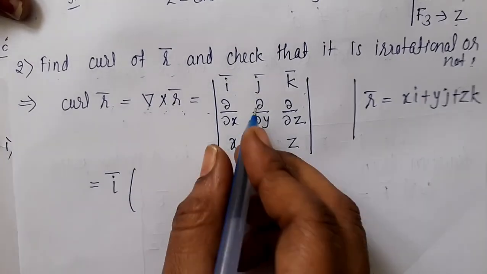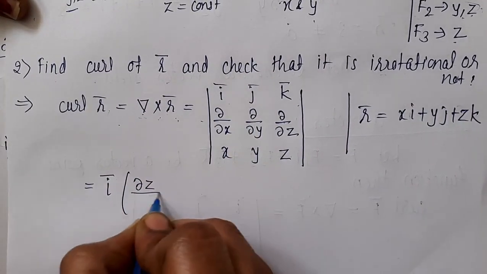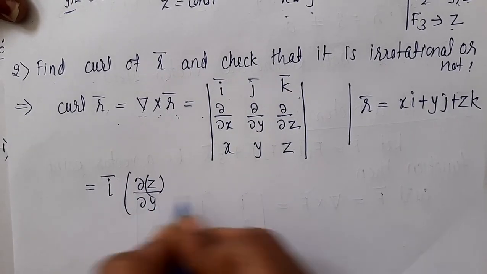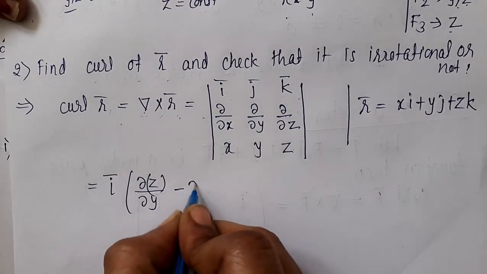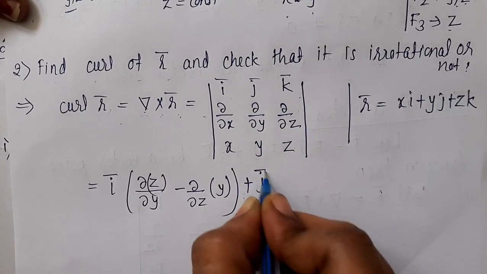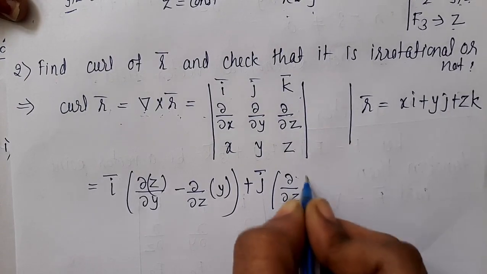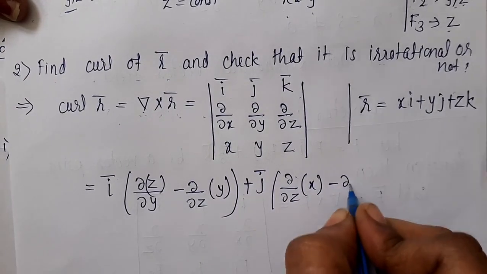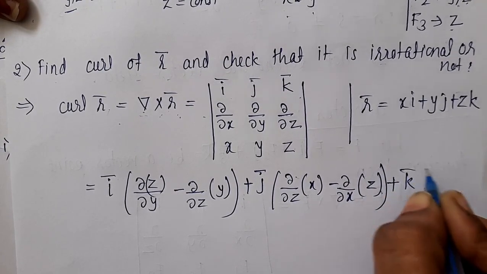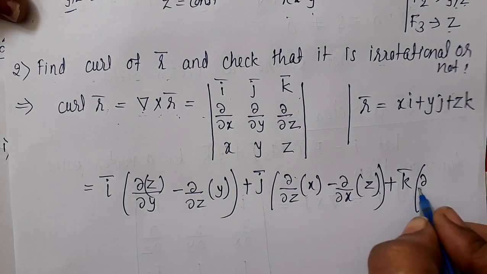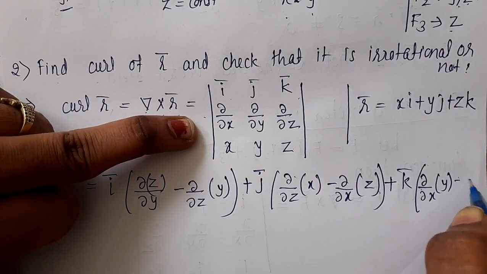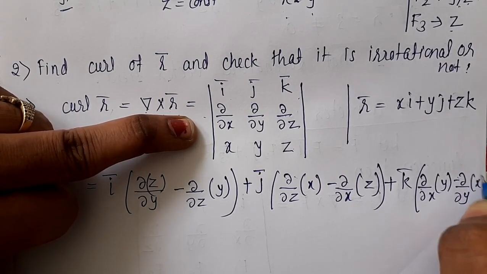Now simplify this determinant. It is equal to i times del by del y of z, which is 0, minus del by del z of y, plus j times del by del z of x minus del by del x of z, plus k times del by del x of y minus del by del y of x.